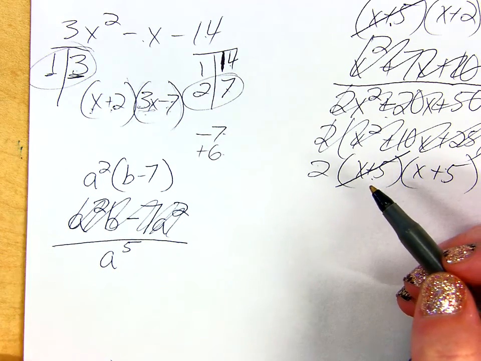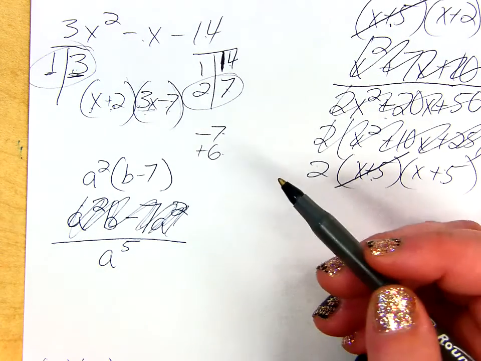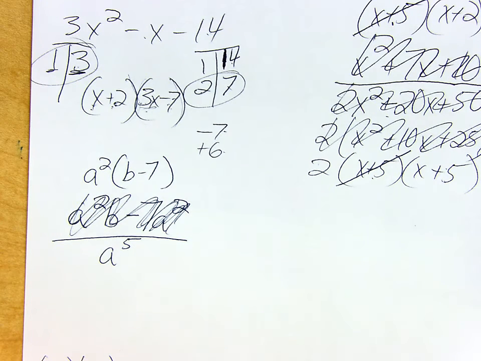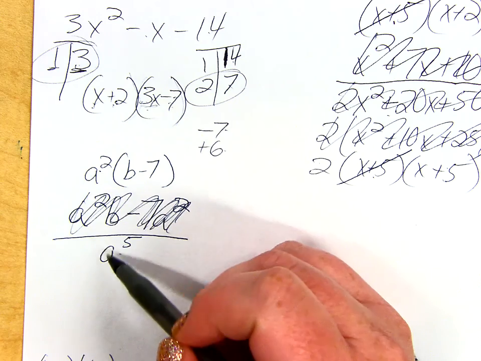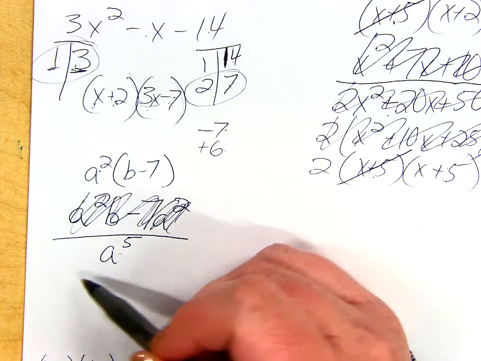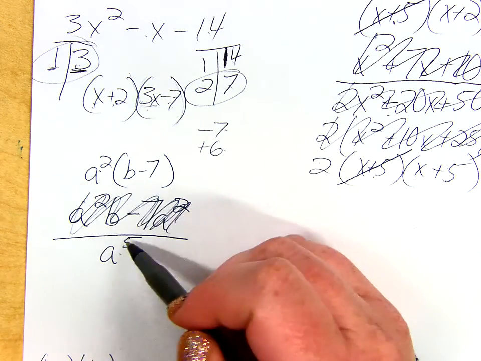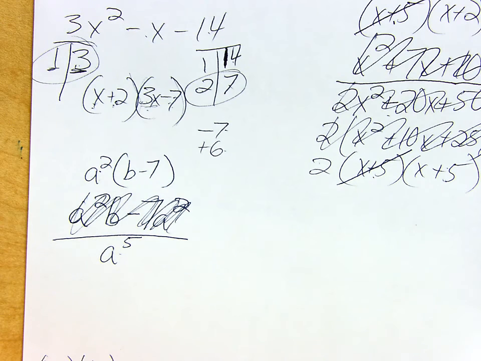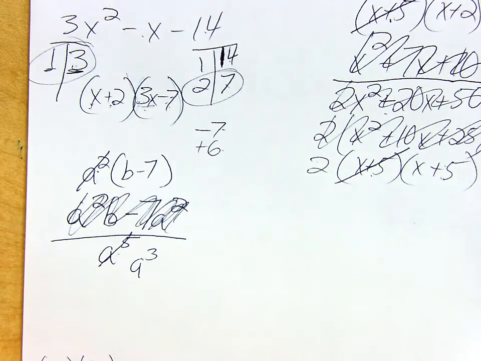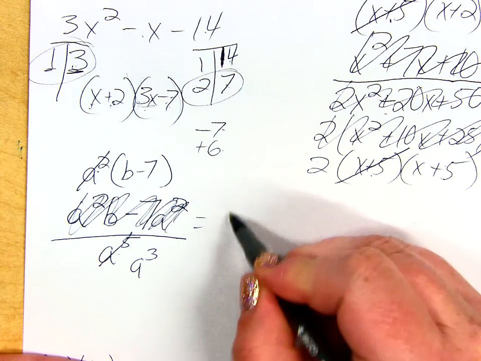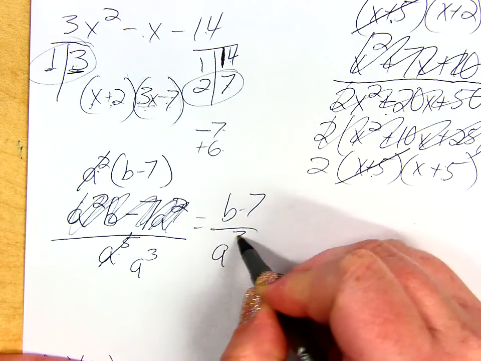Now, I look at the bottom. The bottom is just a to the 5th. There's nothing to factor there. But is there anything I can reduce with each other? Yes. Can I reduce the a's? A to the 2nd over a to the 5th. You have 2 of them on top, 5 of them on the bottom. So when you reduce them with each other, you'll be left with a to the 3rd on the bottom. Do you remember? Okay. And that's my answer. B minus 7 over a to the 3rd.